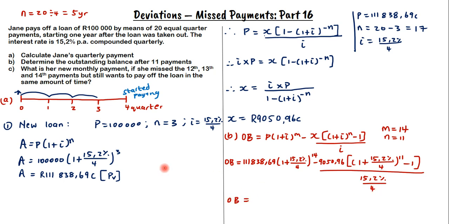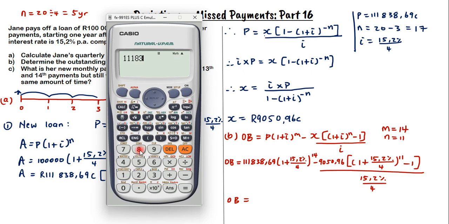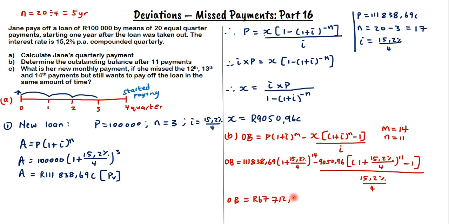Now pressing this into our calculator, it gives us 111,838.69 into 1 plus 15.2% over 4 to the power of 14, minus 9,050.96 into 1 plus 15.2% over 4 to the power of 11 minus 1, over 15.2% over 4. Now this gives us the outstanding balance of 67,712 rand, 45 cents.